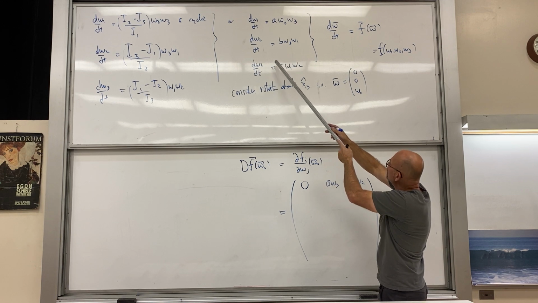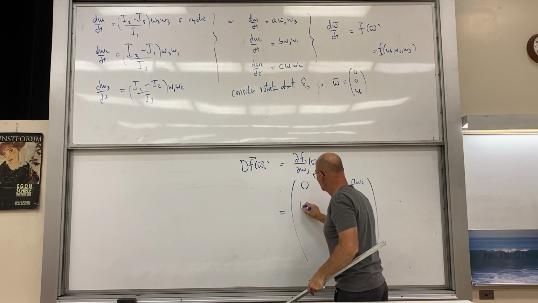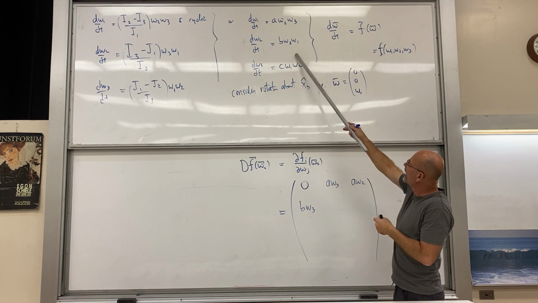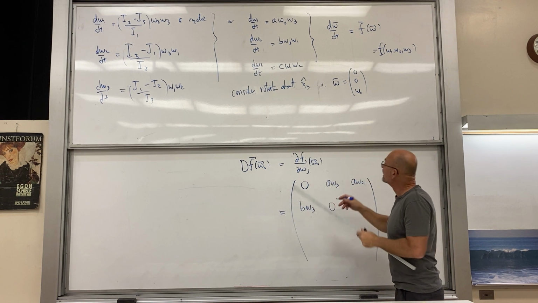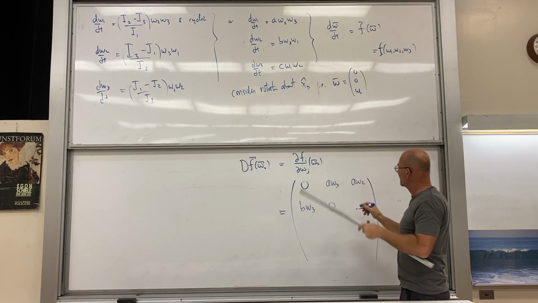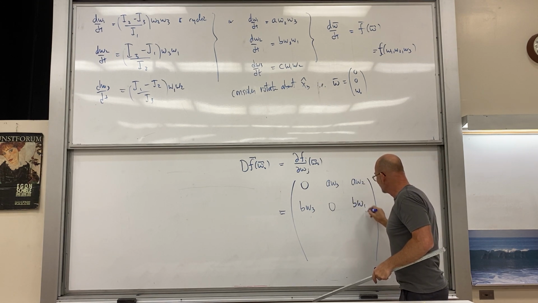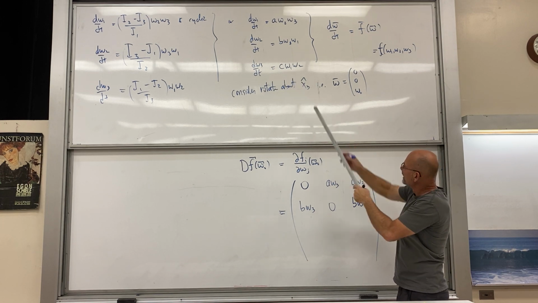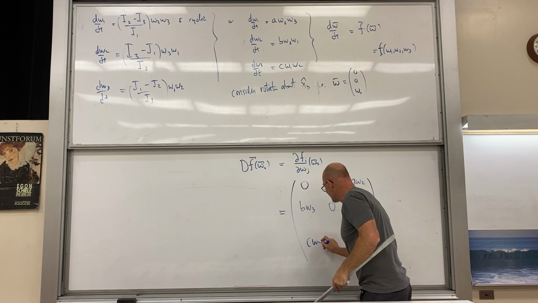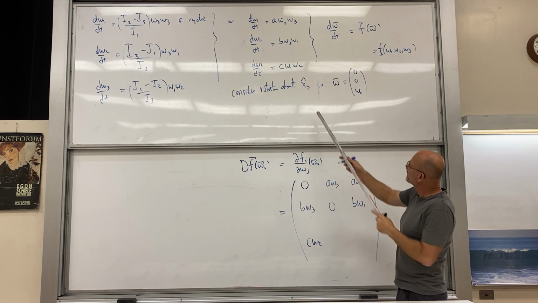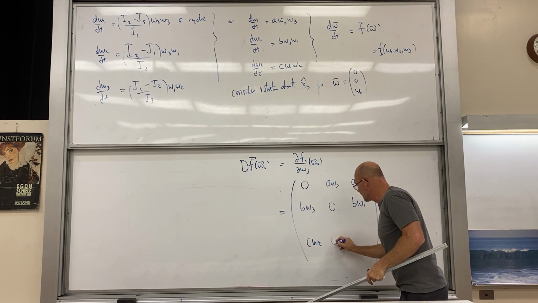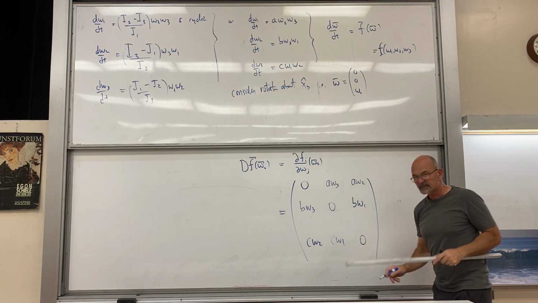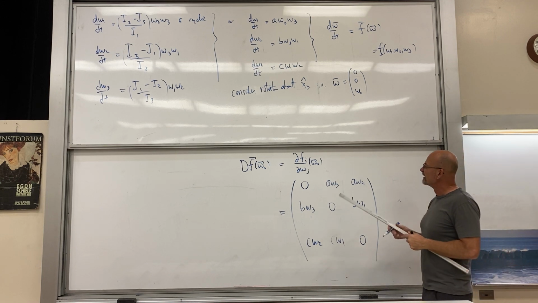And we go to f2, that's this one. So df2 d omega 1 is b omega 3. df2 d omega 2 is 0. df2 d omega 3 is b omega 1. And then for the third one, df3 d omega 1 is c omega 2. df3 d omega 2 is c omega 1. And finally, we get a 0 there. We're not done though. Okay.